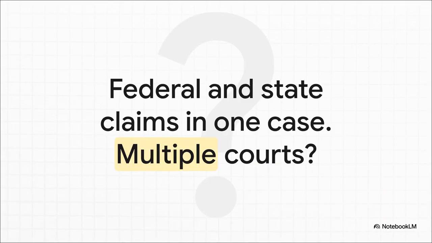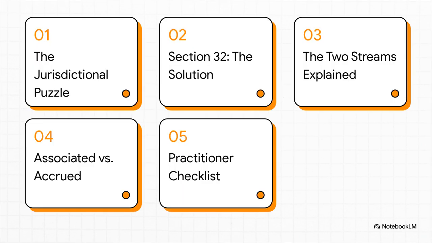So, picture this. You get your first big brief. It's juicy. You've got a solid federal competition claim, but it's all tangled up with state-based contract issues, maybe a common law duty of care claim in there too, and your first thought is, oh no. Am I really going to have to run this case in multiple courts? What a procedural nightmare. Is there a better way? You bet there is. And here's how we're going to get there.